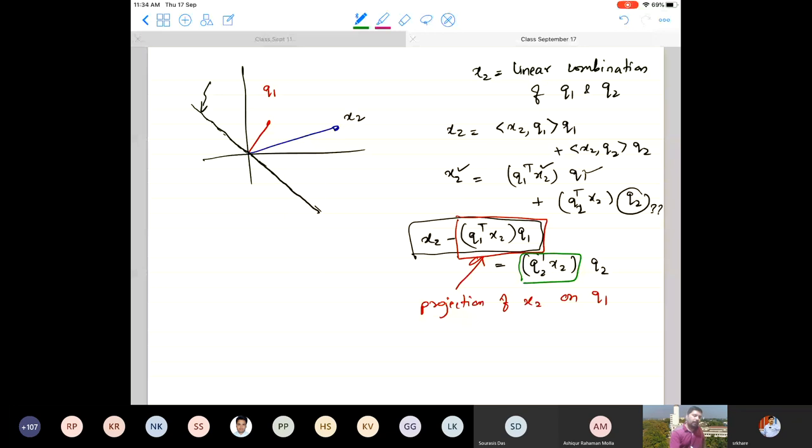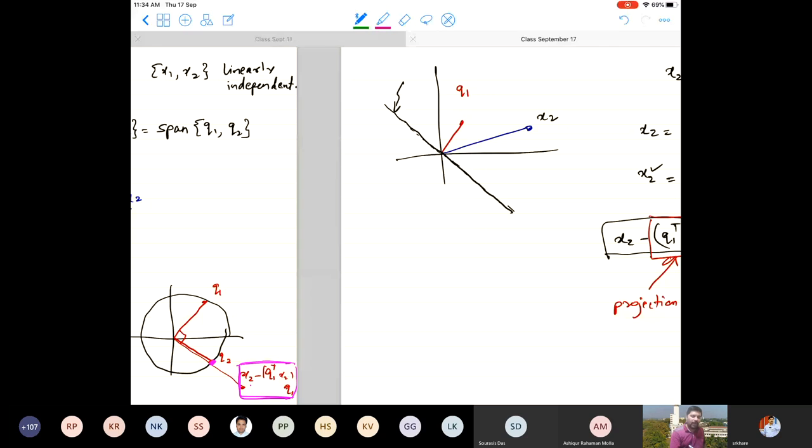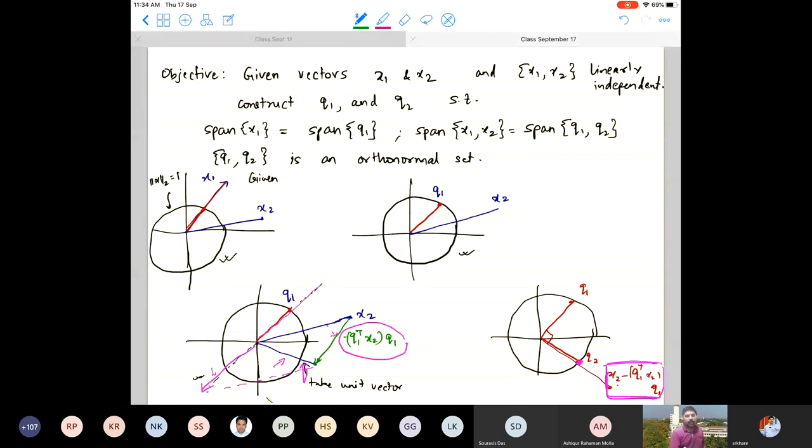So what I am doing by subtracting the component of x2 in the direction of q1, what I am really getting is something which is purely in terms of x2. That's all I am getting. If I get that, then I can normalize it, and after normalization, I have got a unit vector in the direction of q2. That's what I did in this third figure, geometrically.